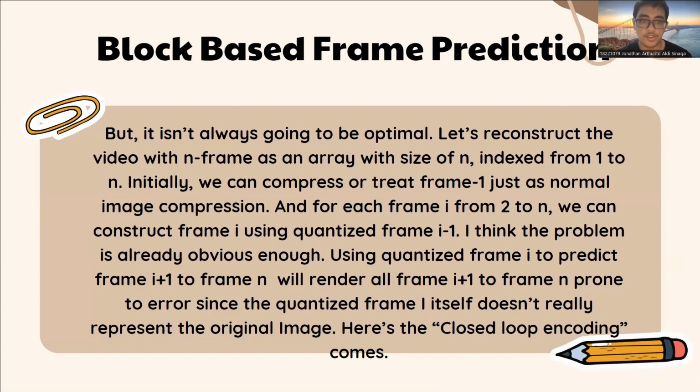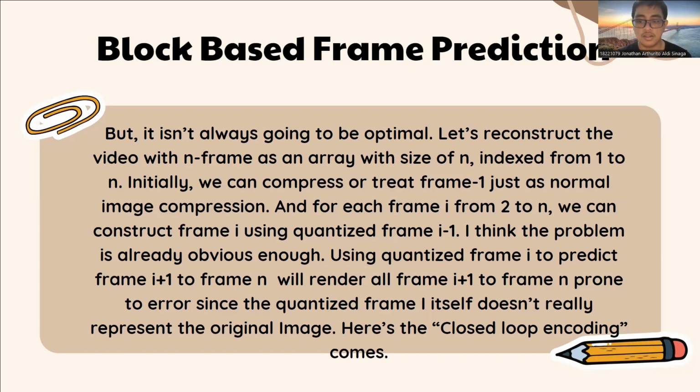Let us reconstruct the video with n frames as an array of size n, indexed from 1 to n. Initially, we treat frame 1 just as normal image compression, and for each frame I from 2 to n, we construct frame I using quantized frame I-1. I think the problem is already obvious enough. Using quantized frame I to predict frame I+1 to frame n will render all of them prone to error, since the quantized frame I itself doesn't really represent the original image.